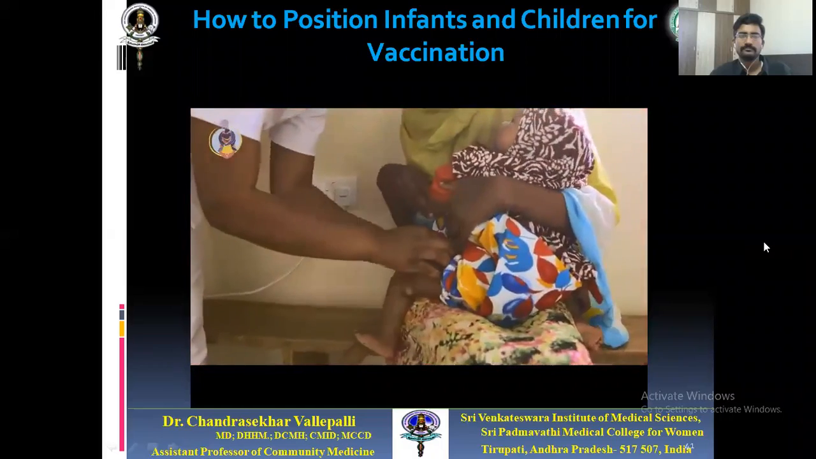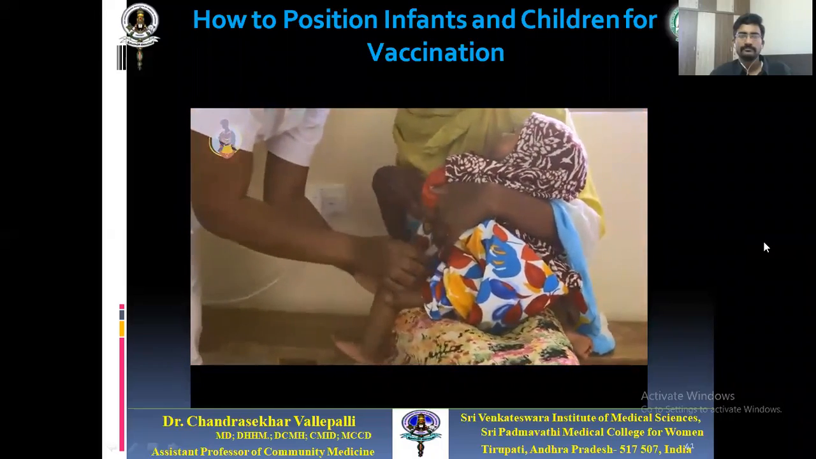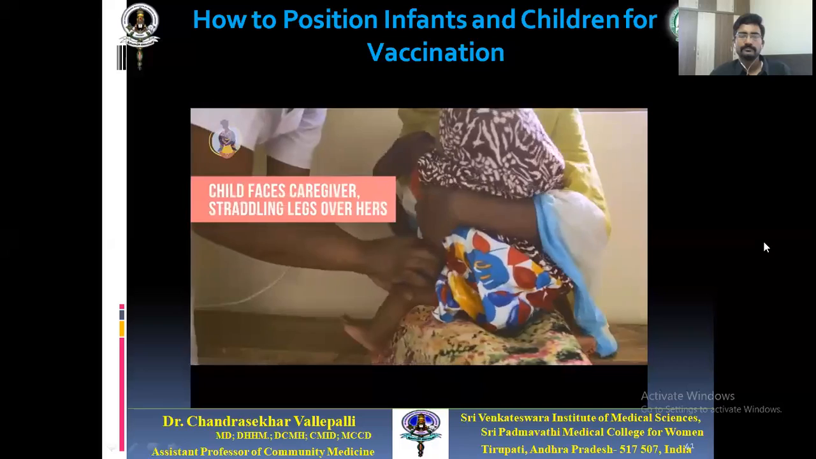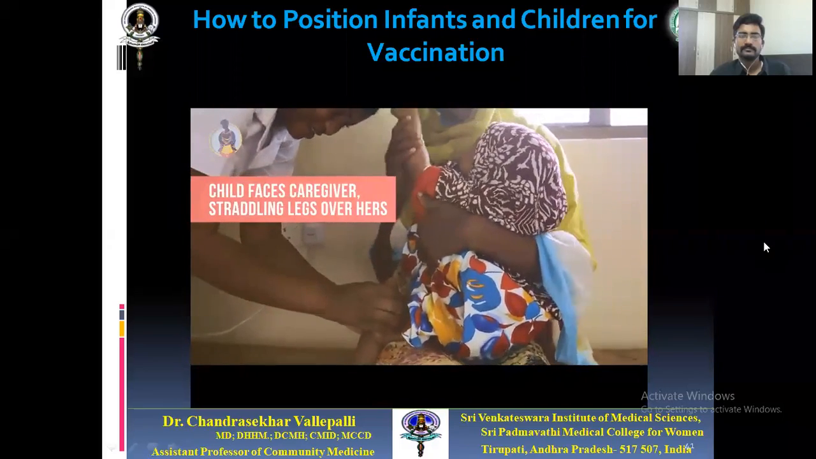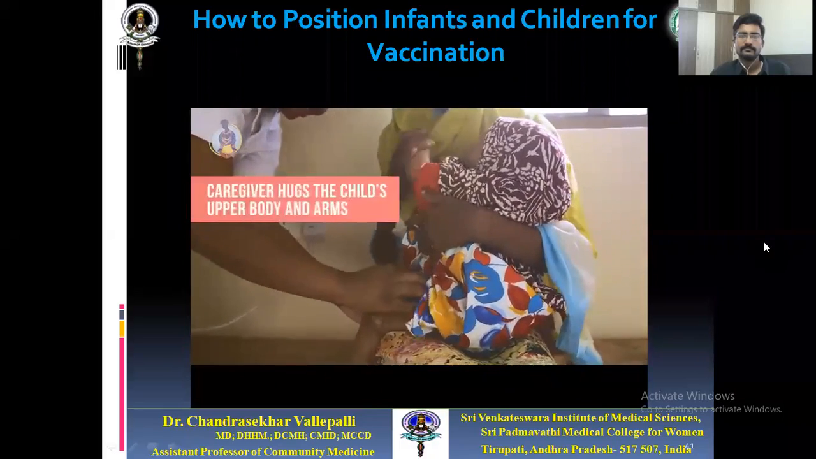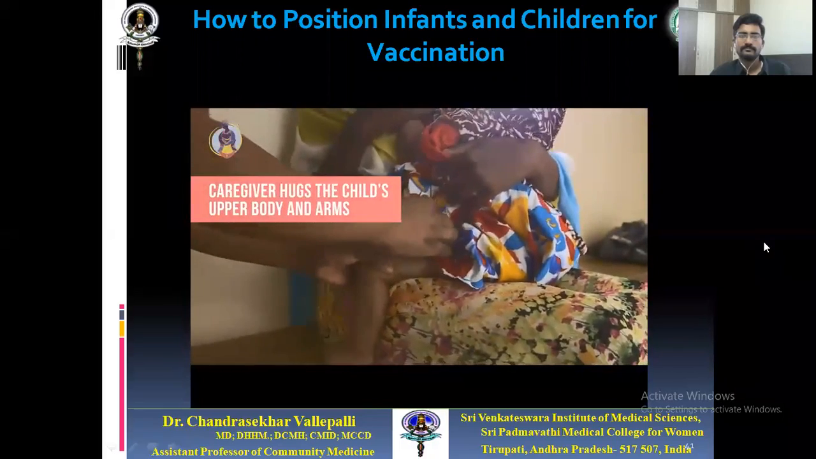For children older than 12 months, you can use the straddle position. In this position, the child sits upright on the caregiver's lap, facing her, with legs straddling her body. The caregiver hugs the child's upper body.